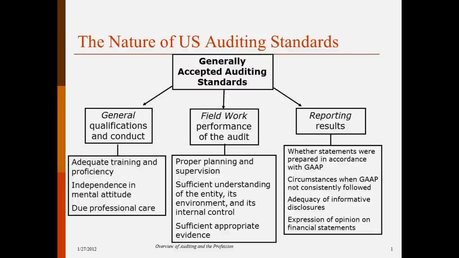The financial statements must also include the appropriate amount of disclosures, and there has to be an expression of an opinion on the financial statements. The auditor has to say, that last line has to be there: these statements are in accordance with generally accepted accounting principles, and they're free of material misstatements. In other words, it's an unqualified opinion, right? Or it's an adverse opinion. Whatever the auditor's opinion is, it has to be reflected in the auditor's report, so that the reader knows exactly what the auditor's opinion is. It can't be vague. So this is what constitutes generally accepted auditing standards.